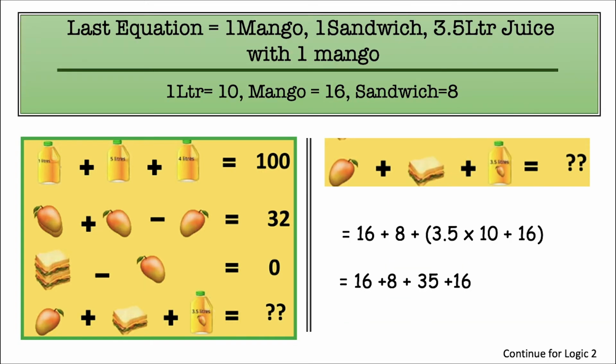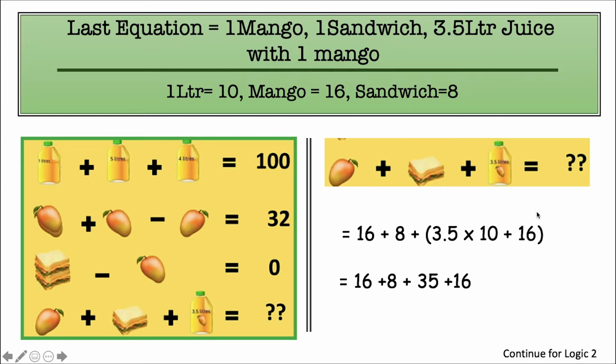Now jumping on to our last equation. In the last equation, we can see we have got 1 mango plus 1 sandwich plus 3.5 liters of juice with 1 mango inside it. Now putting all these values in the equation and solving it. So 1 mango was equal to 16. I have written 16 here. 1 sandwich is equal to 8 plus, if 1 liter of juice is equal to 10, so 3.5 liters of juice will be equal to 3.5 into 10, plus 1 mango was also there. So mango's value is 16. I have written 16 here.